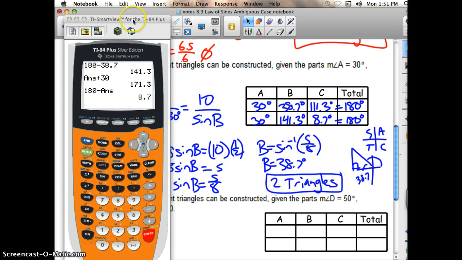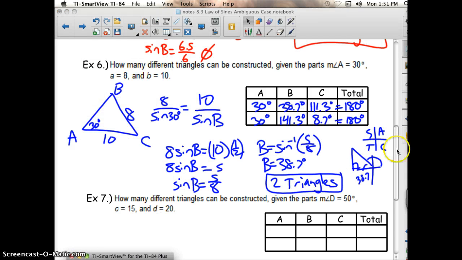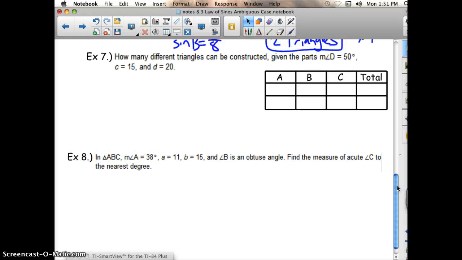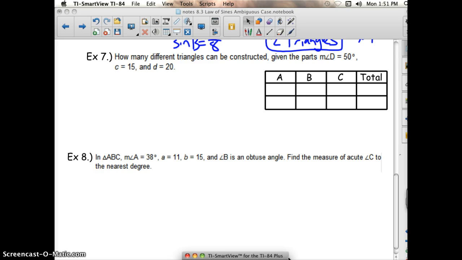Okay, all right, moving on. Let's see what we got for our next example. Example 7. How many distinct triangles can be constructed, given the measure of angle D is 50 degrees, C is 15, and little d is 20?